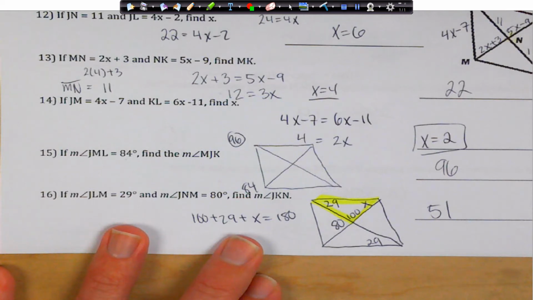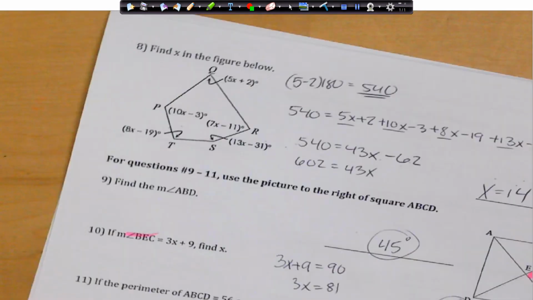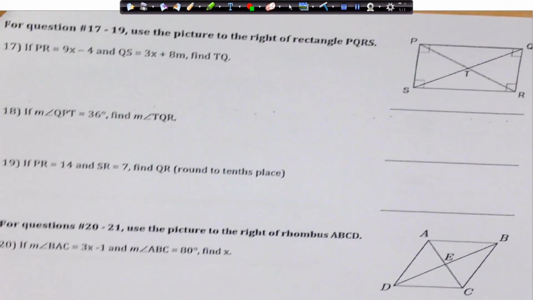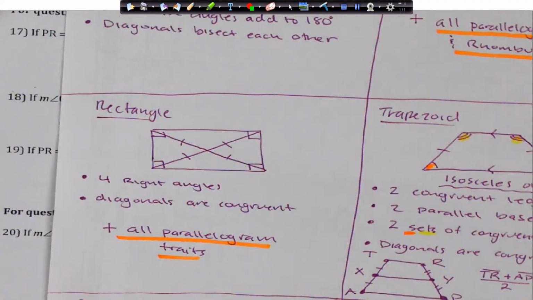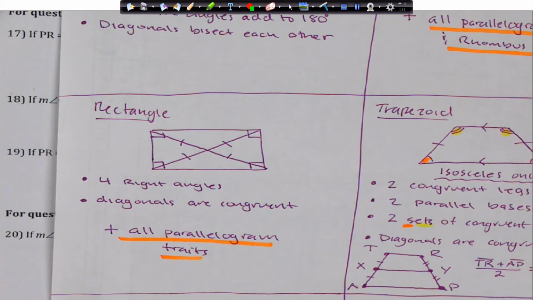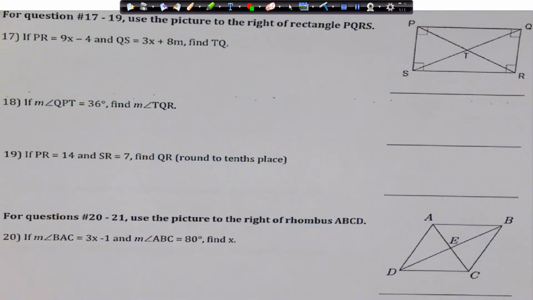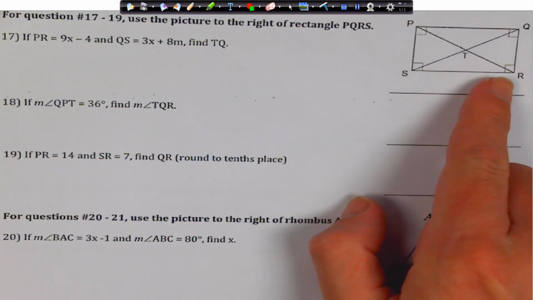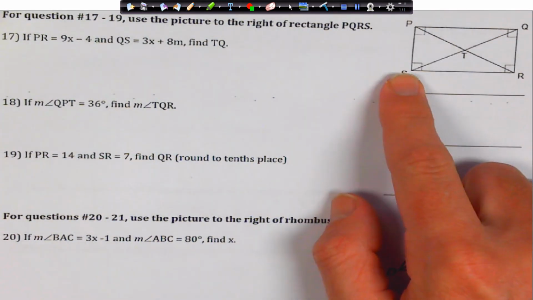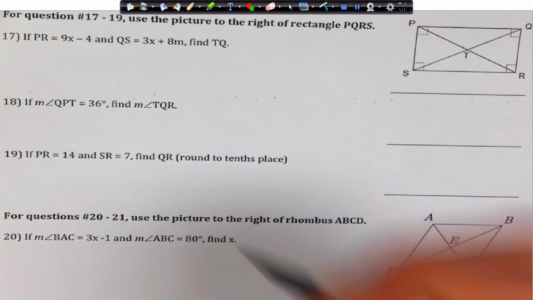Okay, moving on. So it's a square, a parallelogram, and we have now a rectangle. The rectangle, we have to remember, has 4 right angles, and the diagonals are congruent, plus all the attributes of a parallelogram. First things first, they give me PR and QS, which are diagonals. We know they're congruent, so we set them equal to each other.